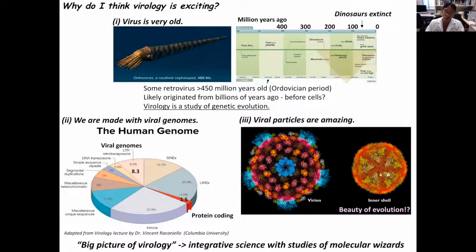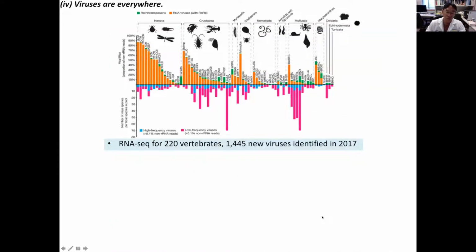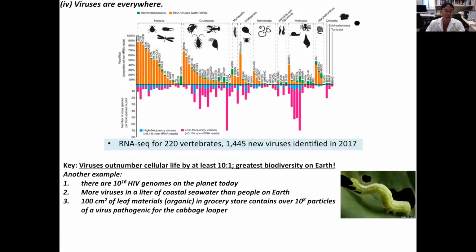So the big picture of biology in my mind is integrative science, with the study of the molecular wizard, which is a virus. For example, in 2017, in that one year alone, about 1,000 viruses were identified. So viruses are everywhere in our world. For example, there are about 10^16 HIV genomes on the planet today, and 1 liter of coastal seawater has more viral particles than there are people on Earth.